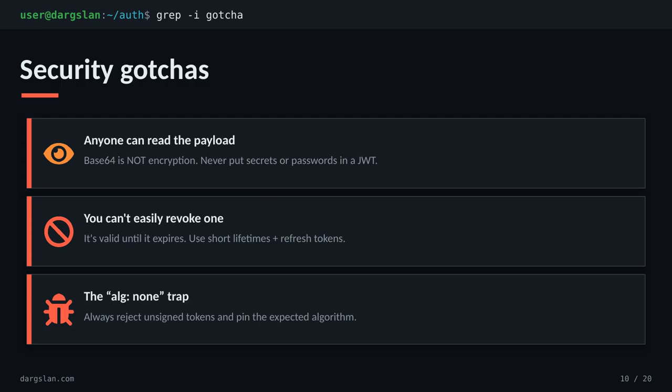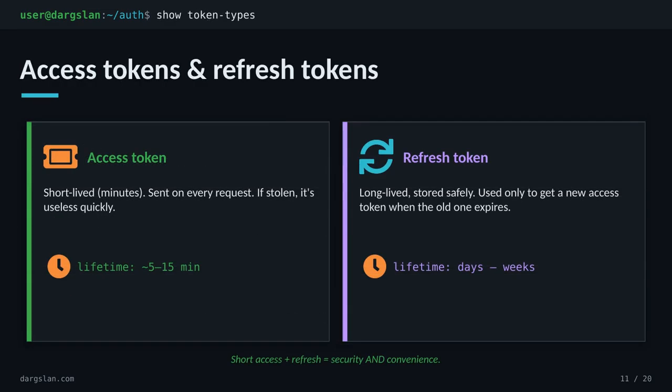Always reject unsigned tokens and explicitly pin the algorithm you expect. That refresh token pairing I just mentioned deserves a closer look because it's really two tokens doing two different jobs. The access token is the one you actually send with every API request. It's deliberately short-lived, maybe 5 to 15 minutes. So if it leaks, the damage window is tiny.